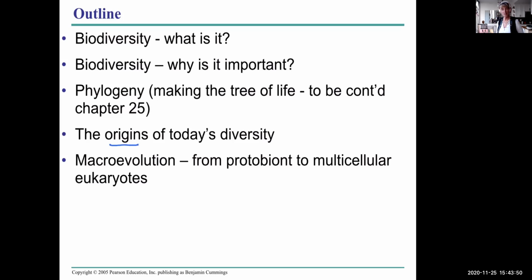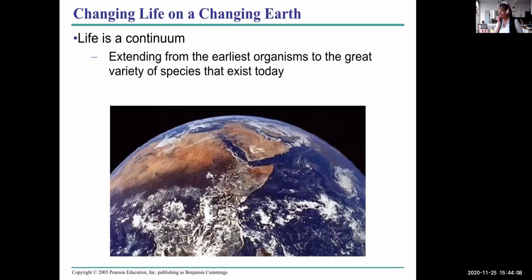We'll especially look at the origins of today's diversity and the macroevolution from protobiont to multicellular eukaryotes. Is that a small leap? No, it's a huge leap. But fortunately, we've had 3.8 billion years to make that leap. And life is a continuum, extending from the very earliest organisms, those small bacteria. Well, the first bacteria were archaea, to the variety of species that exist today.